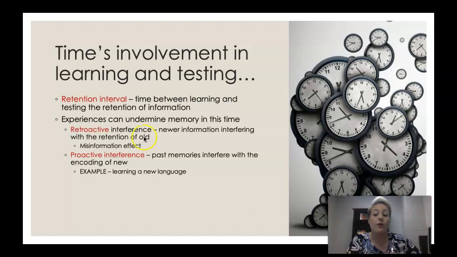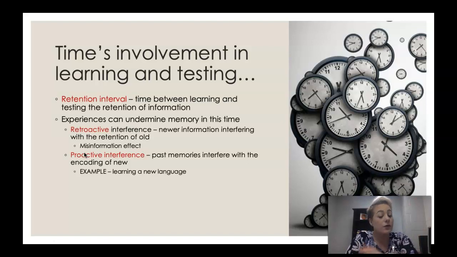And then there's the opposite, proactive interference, when new information is interfered with by old information. So those past memories are going to interfere with the encoding of new. For example, have you ever had a PIN number or a password on some device or card? Well, let's say you use that PIN number or password for everything for the longest time, and then you changed it. All of a sudden, you forget the password and the PIN number because you keep typing in the old one. That's an example of proactive interference. That old password is interfering with your remembering of the new one.